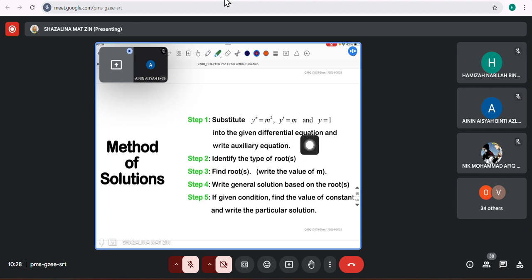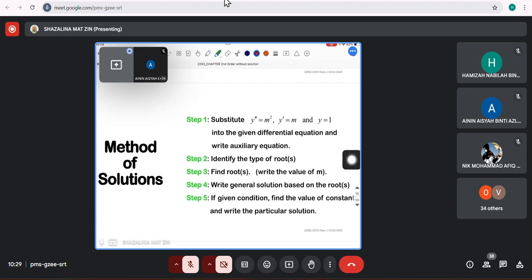Substitute into the given differential equation and write the auxiliary equation. Okay, auxiliary equation, what is it? You can remark here: quadratic equation. Then step number 2, identify the type of root. How to identify? It is based on the formula b square minus 4ac.